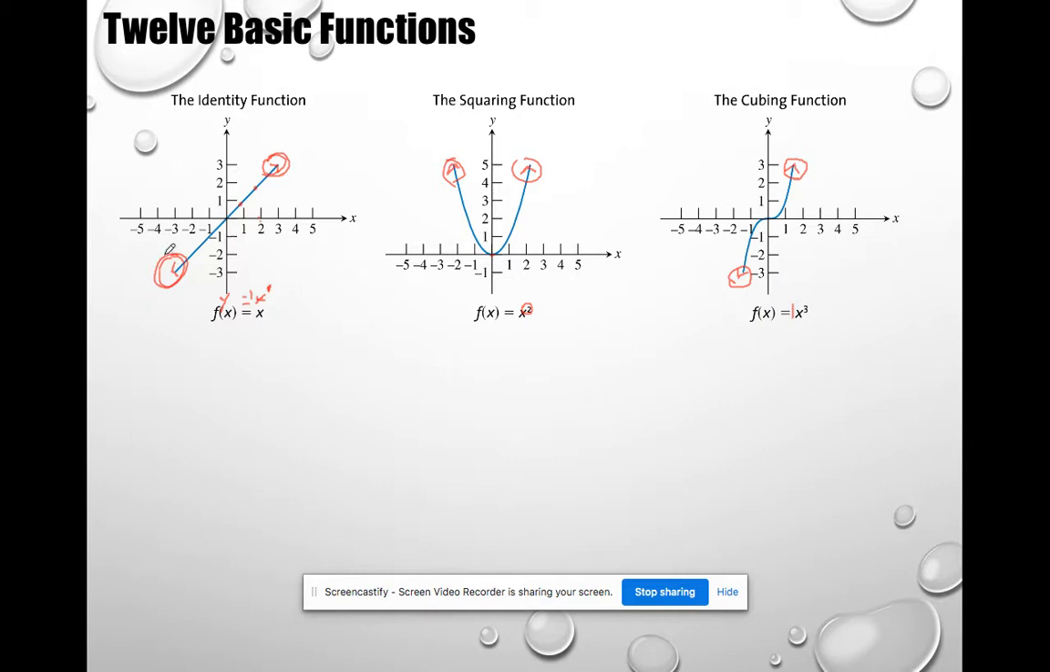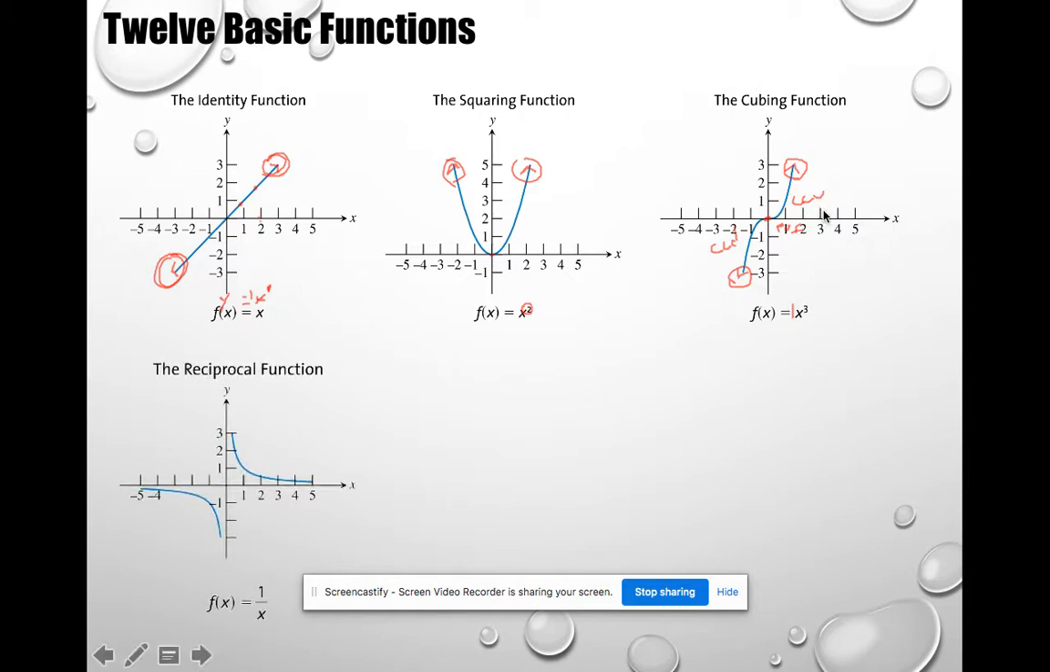Notice, though, that the identity function is a straight diagonal line. The squaring function is always concave up. The cube function, remember, has a point of inflection. We did this in AF, where the cube function changes from concave down to concave up at the point of inflection. Not a turning point, but a point of inflection.